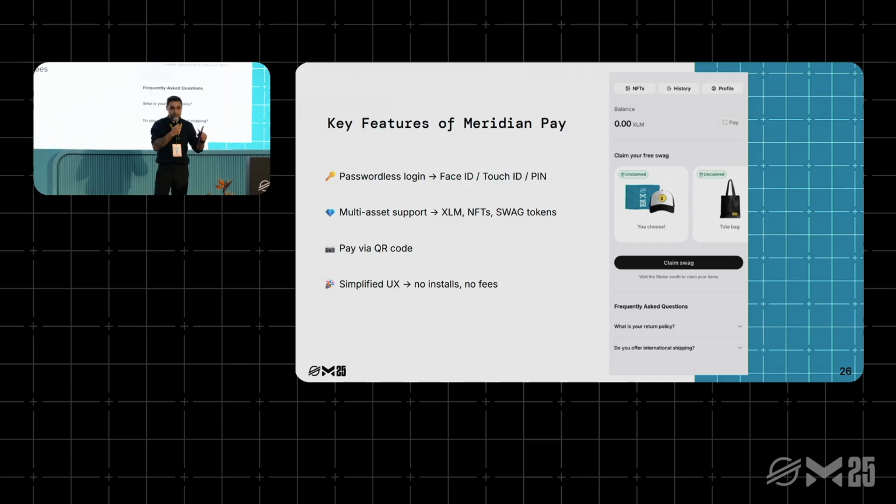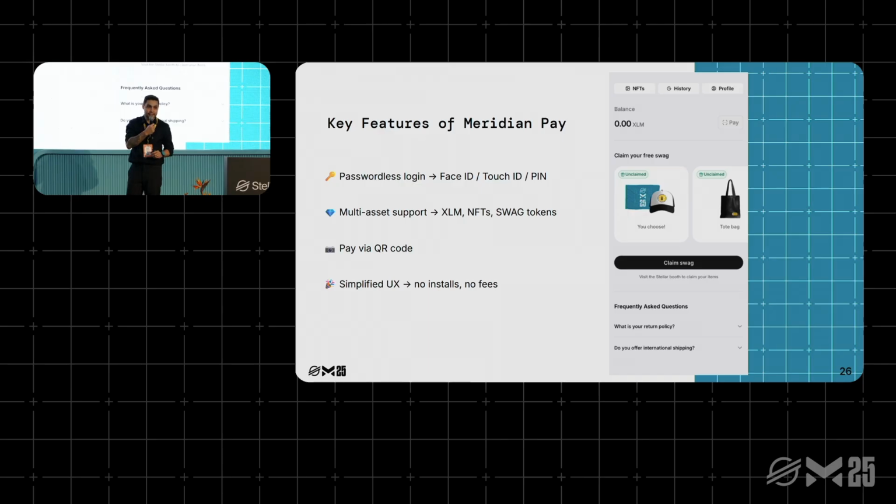So the first thing is we want the app to be passwordless, meaning anyone should be able to log into the app, when possible, using Face ID or Touch ID. So no password, no seed phrase at all. Second, we want the app to support multi-assets, from XLM to other types of tokens that we'll talk about later also. The payment flow should be as smooth as possible. We want any user to be able to transact in just a few seconds, with just a few clicks. And finally, we want the UX to be as simplified as possible, meaning no installs and no user-facing fees. Just a clean Web2-like experience powered by Stellar.